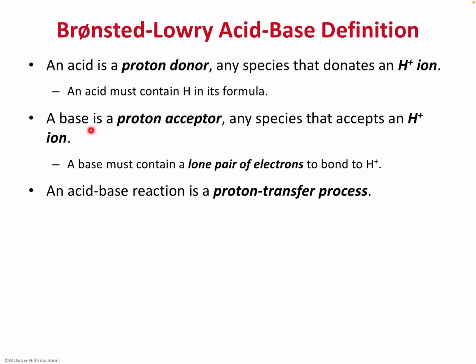Now, what is a base? In the previous Arrhenius definition, we talked about a base being something that has an OH group. Now, here it says a base is a proton acceptor. So acid is a proton donor, and a proton acceptor is your base. Any species that accepts a proton ion, H plus ion. So a base must contain a lone pair of electrons to bond to H plus. An acid-base reaction is a proton transfer process.